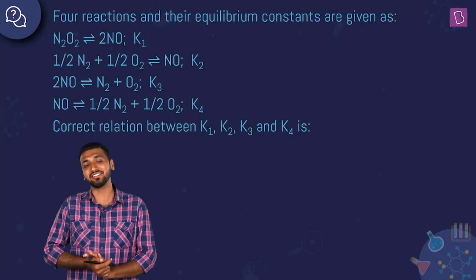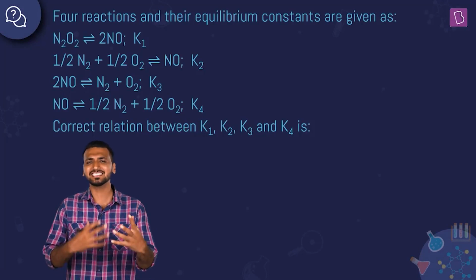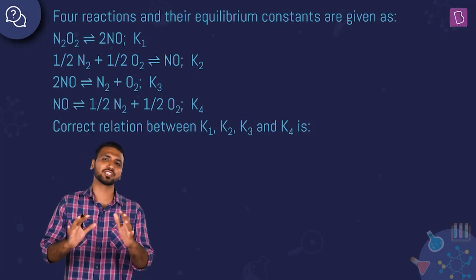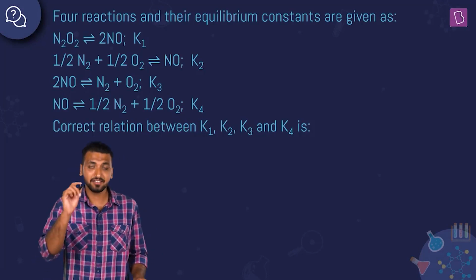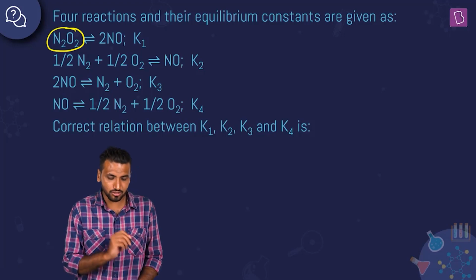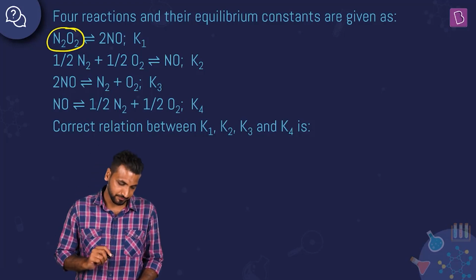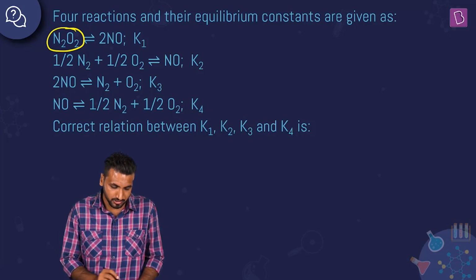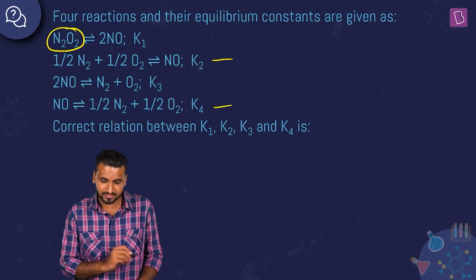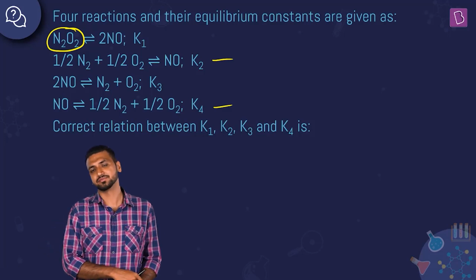Alright, so here we have a beautiful question based on the equilibrium constant, and this is just like a puzzle game. Let's see how we're gonna solve this. If you observe the reactions carefully, N2O2 is present only in the first reaction. Now, if you observe reaction 2 and reaction 4, they're exactly reverse of each other.